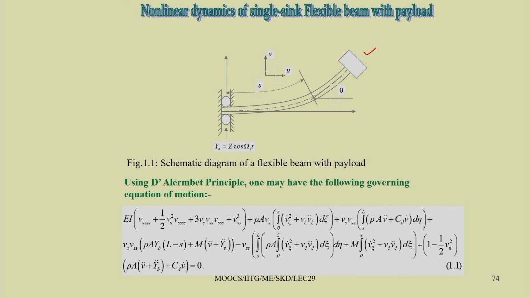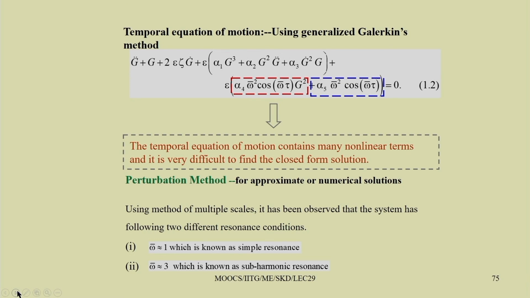Here, by using the D'Alembert principle, you can have this equation of motion. Now, by applying the Galerkin principle, you can see that it reduces to this form, that is G double dot plus G. Previously I had taken Q and here it is taken as G. This is the work of my PhD student Dr. Varun Pratihar, who is now a faculty member at IIT Jodhpur.